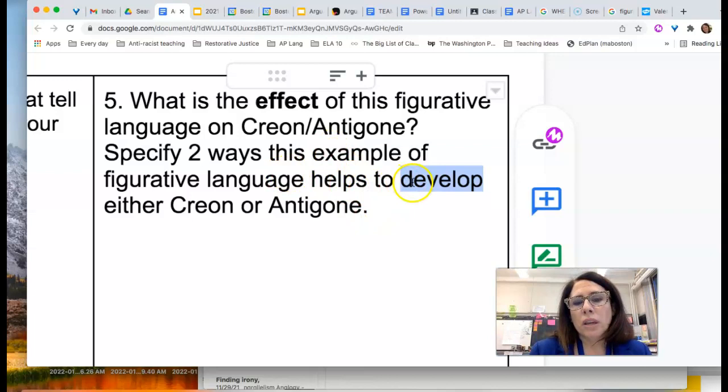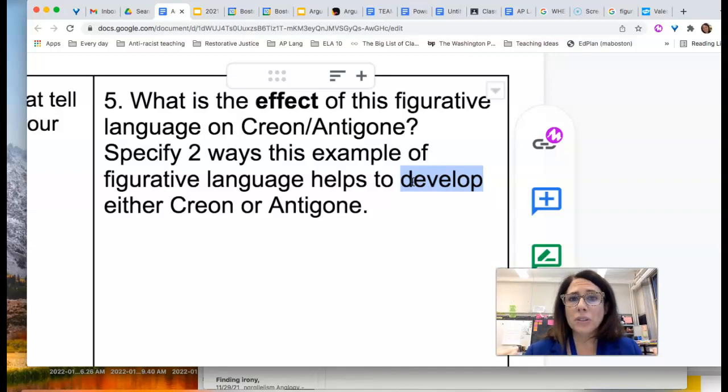So you have to take each word in that prompt separately. First, we have to have 2 ways, right? And that will help us with our extension, our body paragraphs for this open response. But then we have to figure out the word develop. You're going to see this a lot on MCAS.